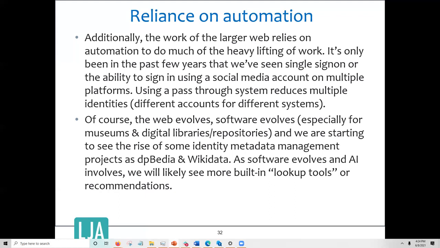And of course, the other piece of it is that software evolves as the web evolves and as everything starts to evolve. So we really are starting to see this conversation about identity metadata, and not even so much a conversation, because you have to look for the conversations a little bit. But we're starting to see identity metadata management projects becoming much more robust, and there's starting to be collaborative projects between libraries and Wikidata or Wikipedia and institutional repositories or something like that.